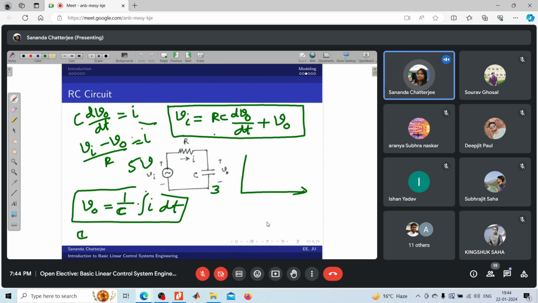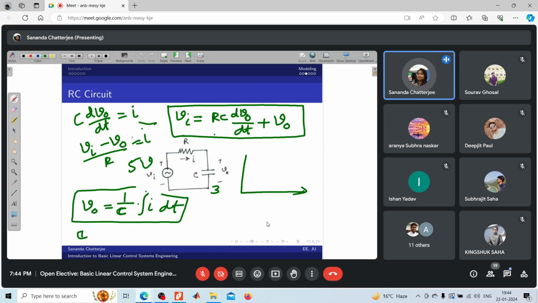How do you understand that this system is a dynamic system? How do you experimentally get it? If you provide an abrupt change in the input, you will see there is a transient response present in the output. Therefore we will call that system a dynamic system.